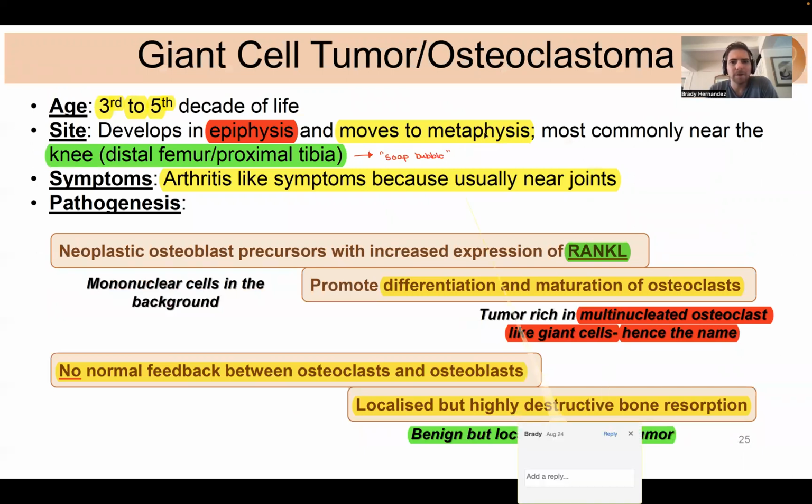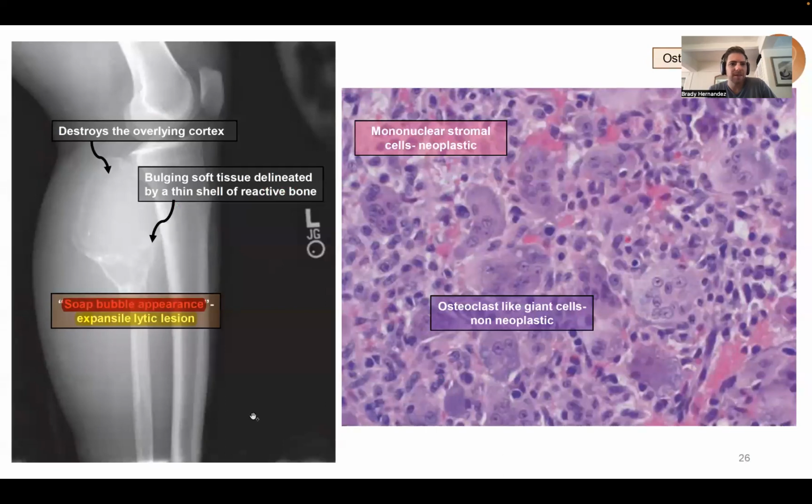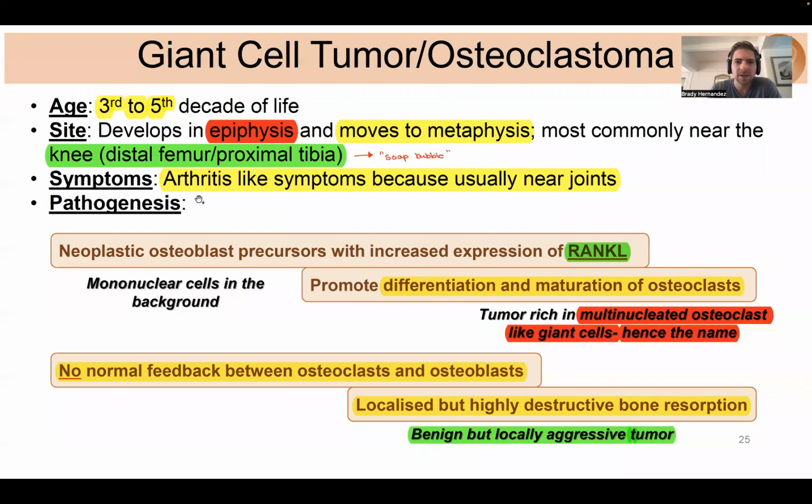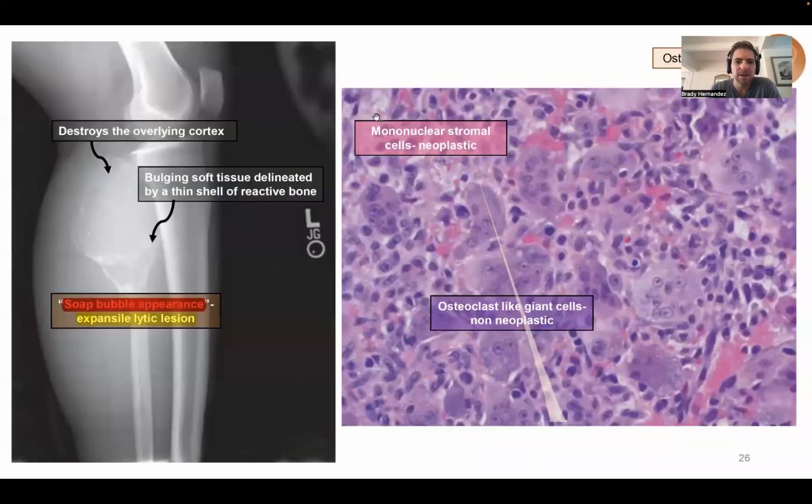Yeah, okay, giant cell tumors, epiphysis, increased expression of RANKL, so that's going to overactivate those osteoclasts, as you can see here. Oh yeah, this is important. That's a very characteristic picture. This soap bubble appearance, okay? You can see that here, destroys the overlying cartilage. So for those giant cell tumors, that's a good picture. I believe I've seen that before. Okay, so make sure to know that.